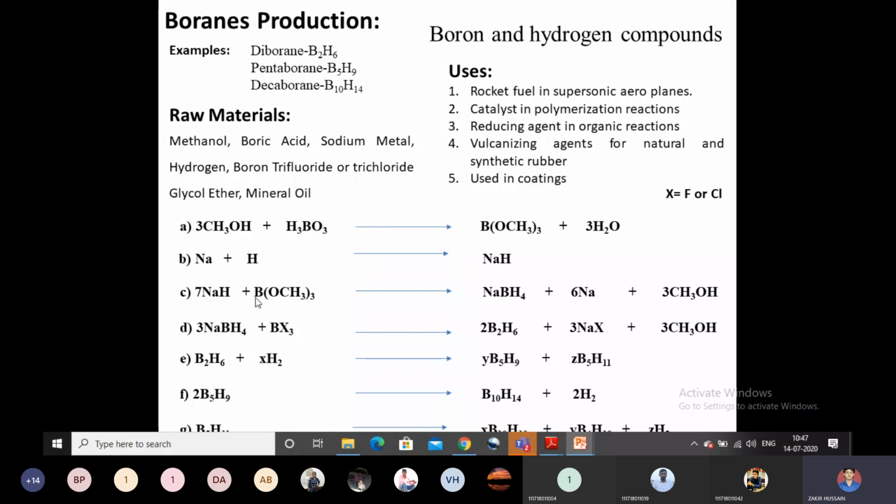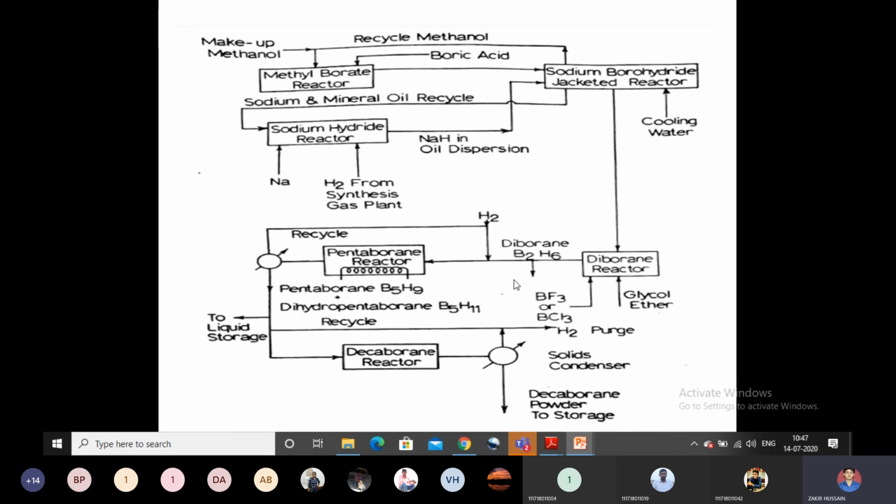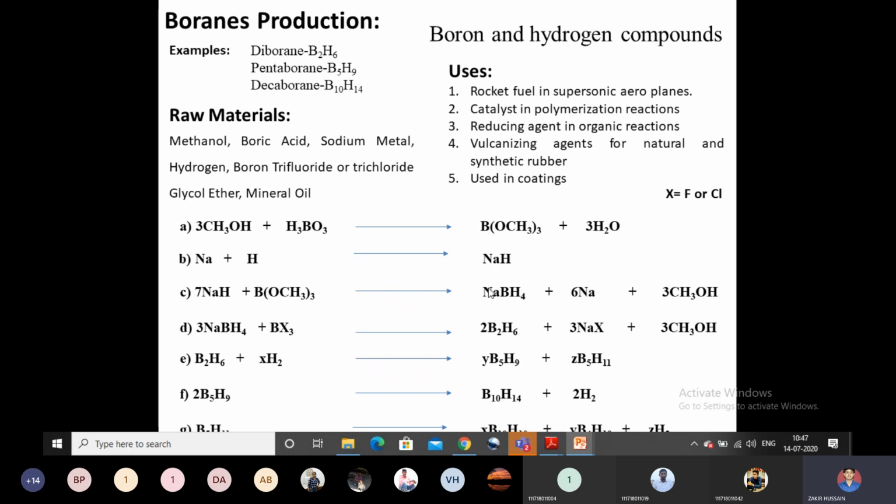Okay, 7 molecules of sodium hydride react with sodium borate to give sodium borohydride. This reaction is exothermic. In order to control the temperature, we use a jacketed reactor in which cooling water is circulated. The products formed here are 6 molecules of sodium metal, liberated along with 3 molecules of methanol.